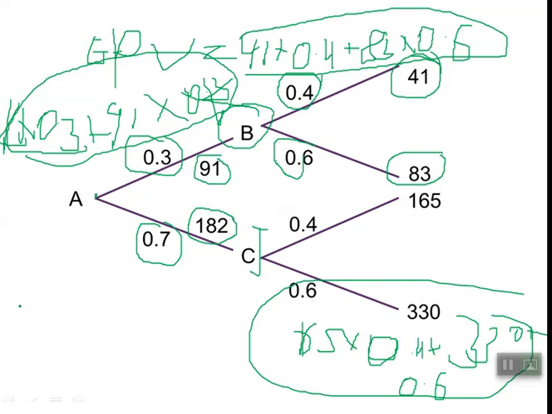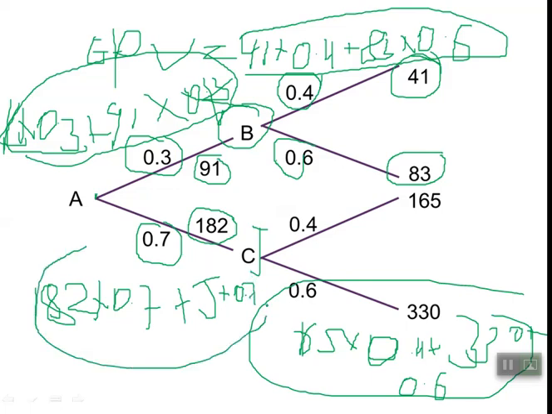Which is going to be 182 times 0.7 plus our J we got here times 0.7. We got to this point here.